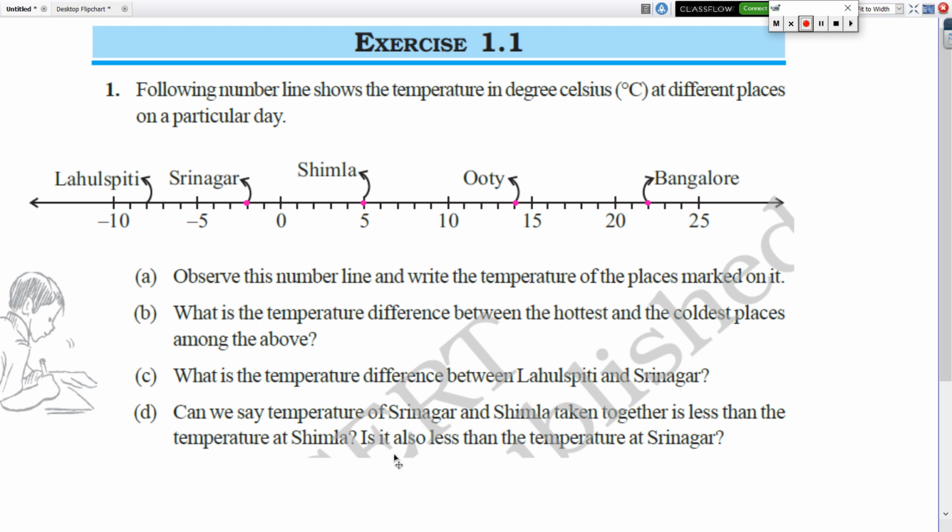Is it also less than the temperature at Srinagar? Temperature at Srinagar is negative 2. No, it is not less than. So first one is yes and the second one is no.